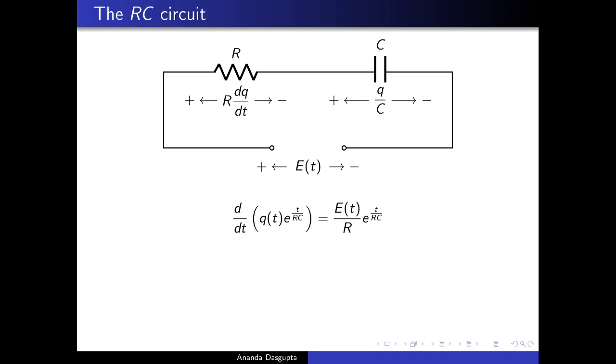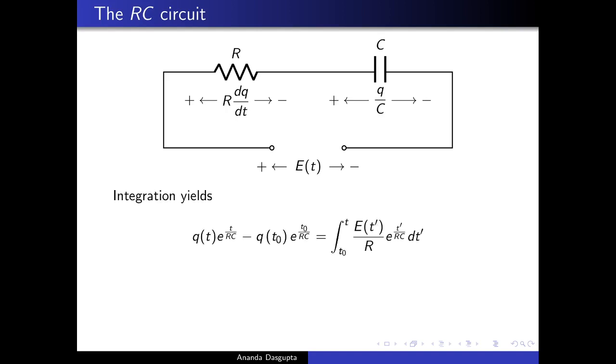So this is the final form of the differential equation, which can be solved very easily, because the left hand side is a total derivative and the right hand side simply is a known function of time. It's a matter of simple integration from time t equal to t0 to t to give us this result.